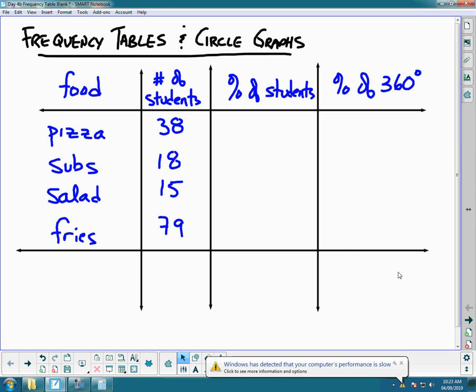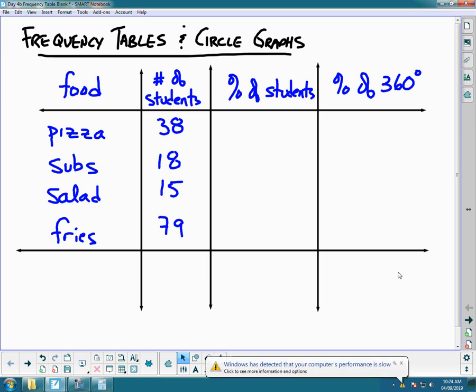Okay, hopefully you've had a chance to copy this information down, this table. It's a little survey of a certain amount of kids. 38 people said that their favorite food, it looks like, was pizza. 18 students said subs, 15 said salad, and not surprisingly, fries ends up with the biggest number. So ultimately, I'd like to produce some information about this.